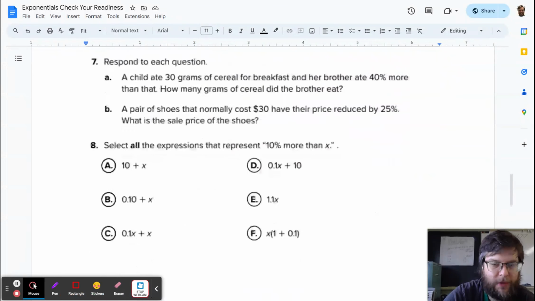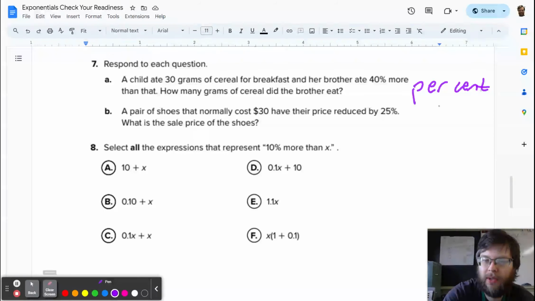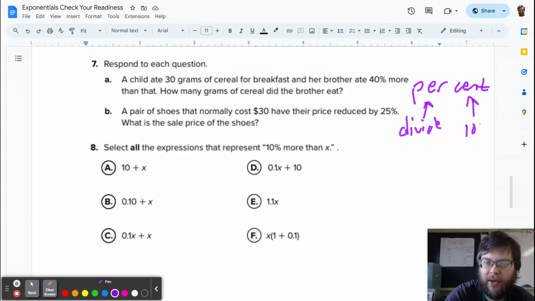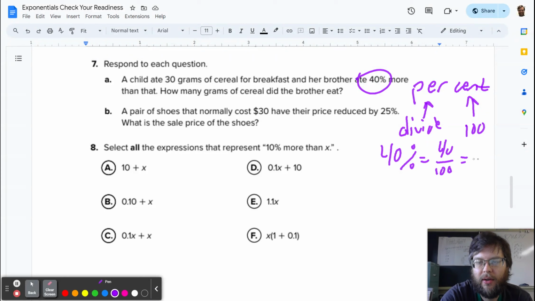Okay, just a couple more questions talking about percent. Please remember that the word percent is really two words. Per means out of or divide, and cent means 100. And so if you look at a number like 40%, what you should do is do 40 divided by 100, which is just the same as 0.40.